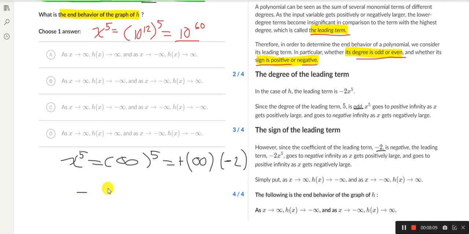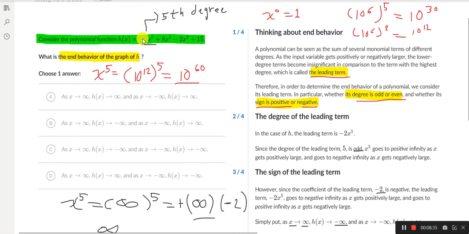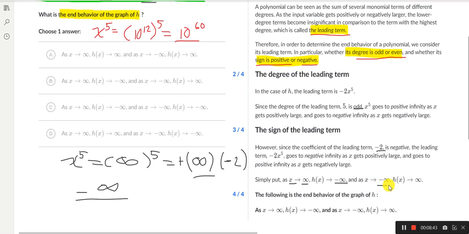So negative infinity. Simply put, as x tends to positive infinity, h of x tends to negative infinity because of the negative coefficient here. And as x tends to negative infinity, the polynomial tends to positive infinity.